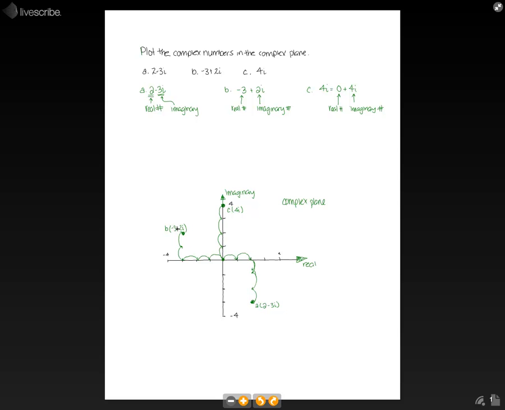So we have point A, point B, and point C on the complex plane.